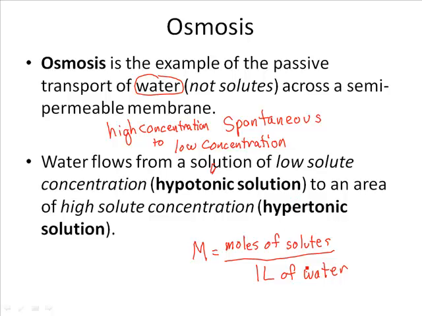how water moves. So water always is going to flow from an area where there is a low solute concentration. We call this type of solution a hypotonic solution, a very important term, to an area of higher solute concentration. In this case, that's considered hypertonic. Now, rather than just talk about it, let's look at this in a little bit more detail.